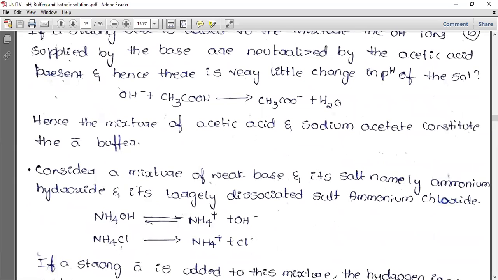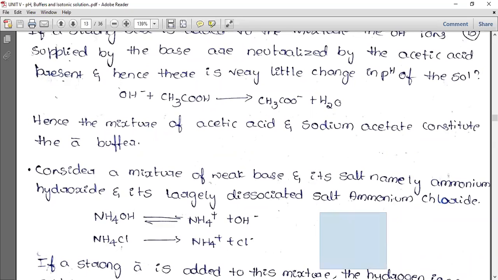Okay, so whatever we considered was a mixture of weak acid and its salt. Similarly, consider a mixture of weak base and its salt, for example ammonium hydroxide and its salt, ammonium chloride. Salt will always dissociate completely, and any weak acid or weak base will always dissociate partially. A weak base like ammonium hydroxide dissociates into ammonium ion and hydroxyl ion, and ammonium chloride, a salt, dissociates completely into ammonium ion and chloride ion.